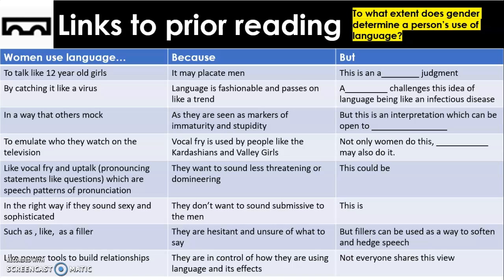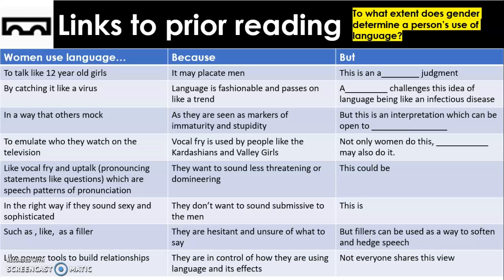Okay, women use language like power tools to build relationships because they are in control of how they are using language and its effects. So actually, this is the article. Remember, it ends with a positive, with that professor saying the truth is this. So this is a positive interpretation of a woman's use of language. They're building relationships as a power tool. But not everyone shares this view because.